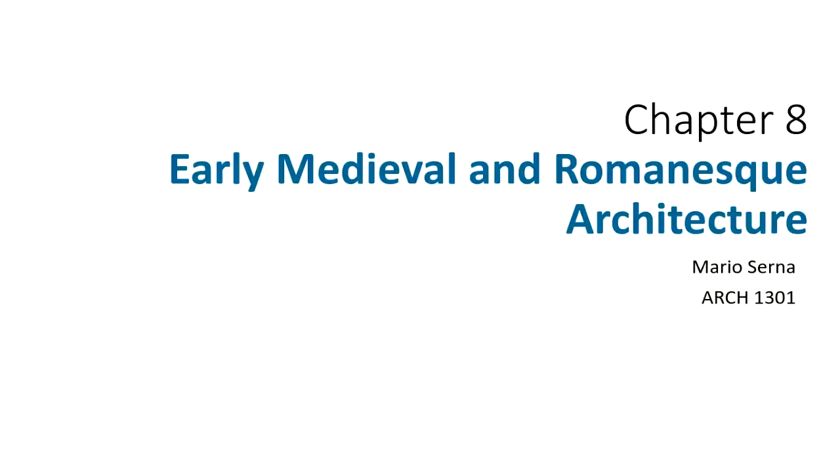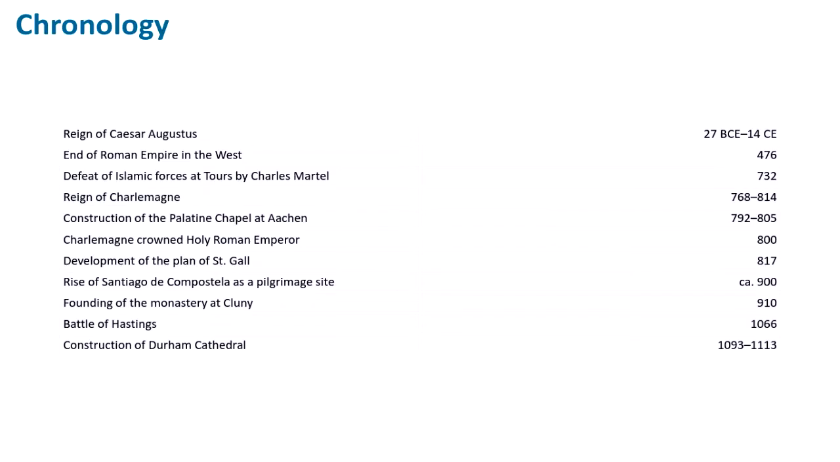Hello, class. Let's start with Chapter 8, Early Medieval and Romanesque Architecture. So this is a quick timeline. The empire is beginning to end, and it's really the fall of the Roman Empire. But as we constantly see, there's this constant struggle of power, that Islam is growing, and someone is rising to take power, which is Charlemagne.